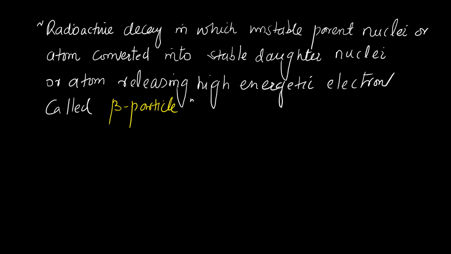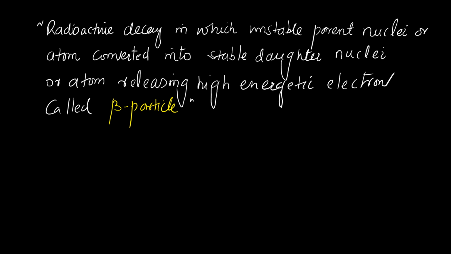So, student, in beta decay the radioactive unstable parent nucleus is converted into a stable daughter nucleus, and during the conversion of the unstable parent nucleus into the daughter nucleus, there occurs a release of an energetic, moving electron, and that moving electron is called a beta particle, and the process is called beta decay.